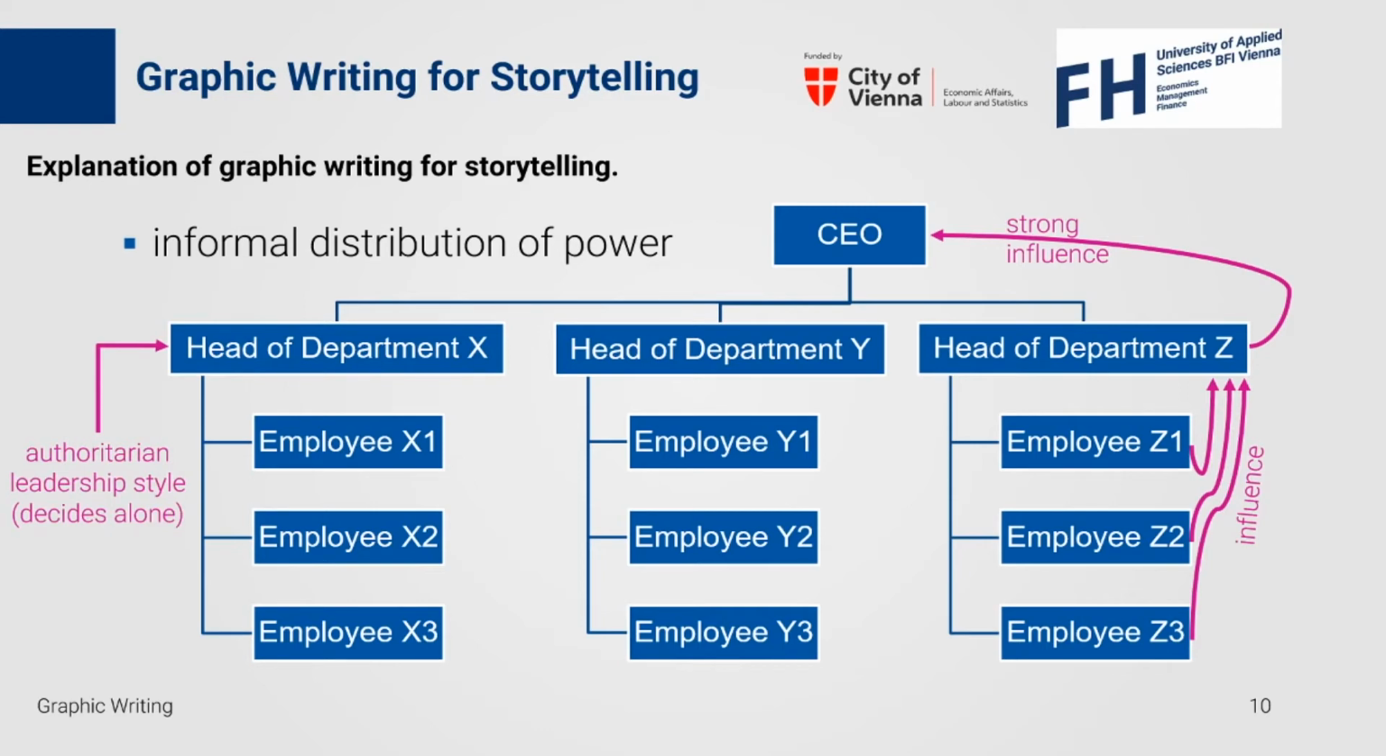So this means that this head of department makes his decisions alone. And there could be that employee Y2 and employee Y3, so the employees of department Y are friends, which might also have an impact on the distribution of power.